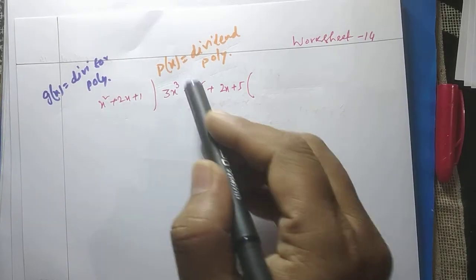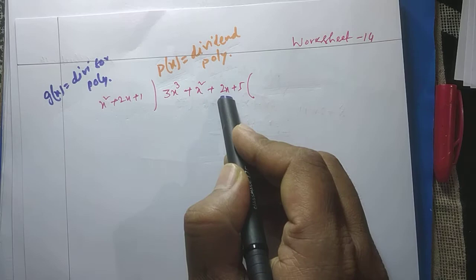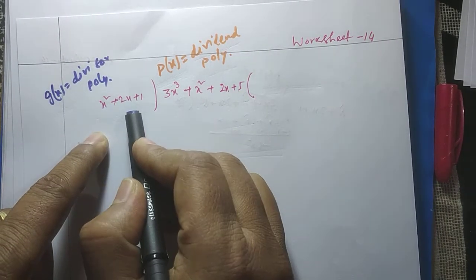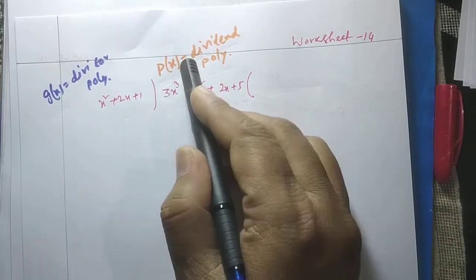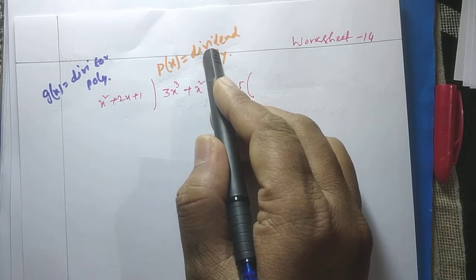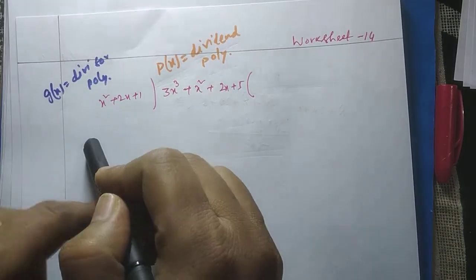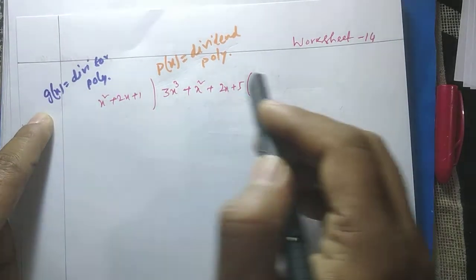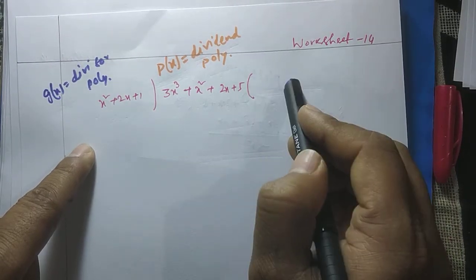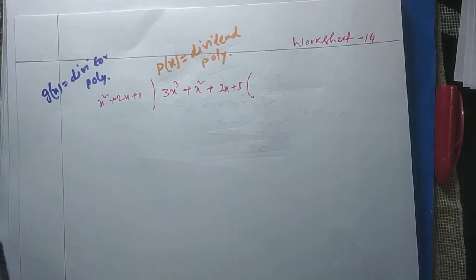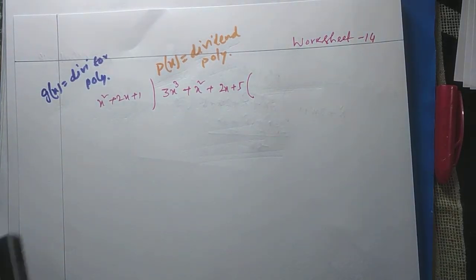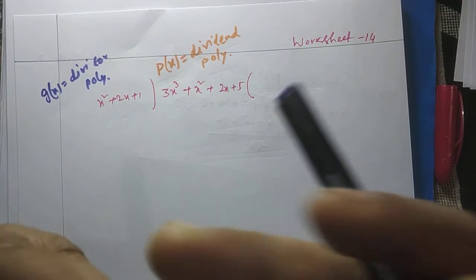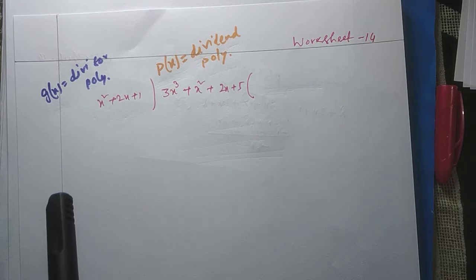Here the p(x) is 3x cube plus x square plus 2x plus 5, and the g(x) is x square plus 2x plus 1. Here the p(x) is called the dividend polynomial, correct? And the g(x) is called the divisor polynomial. Now you have to divide this p(x) by g(x) to find out the quotient polynomial q(x) and the remainder polynomial r(x), correct? And already you know how to divide polynomials because we learned it in class 9. Just let us recall again.